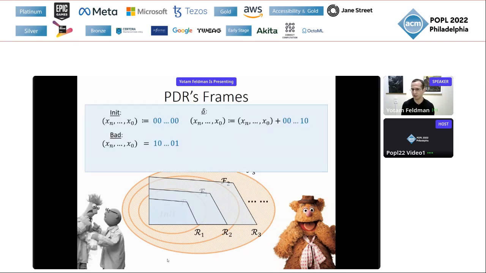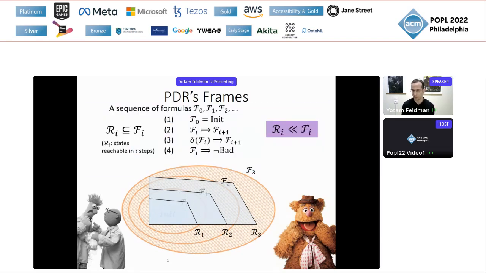For example, in the example we had before, the states reachable in i steps are the even numbers less than or equal to 2i. And this takes an exponential number of iterations to arrive at the inductive invariant of all the even numbers. So instead, in order to converge in few frames, PDR must overapproximate, and in each frame contain many states beyond those that are exactly reachable.